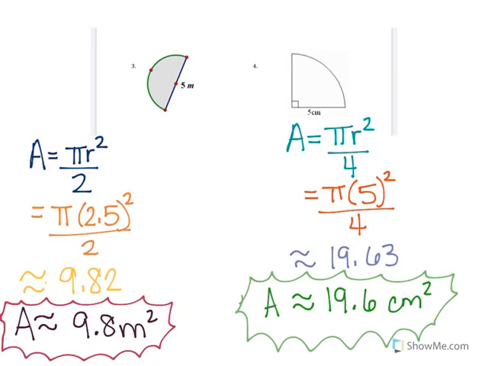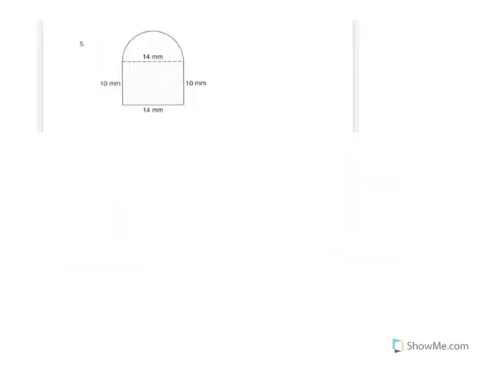Now we're going to move on to question 5. Now, question 5 is a little different. Question 5 has 2 different shapes in it, so I like to label them with numbers just so it's easier for me to reference later. So we have shape 1 and shape 2. Now, the first shape that we have is a half circle. So that formula is pi r squared, the formula for a circle, divided by 2.